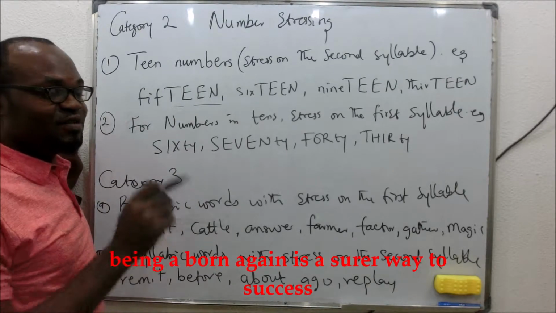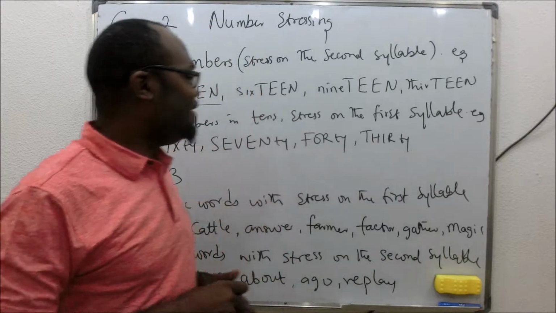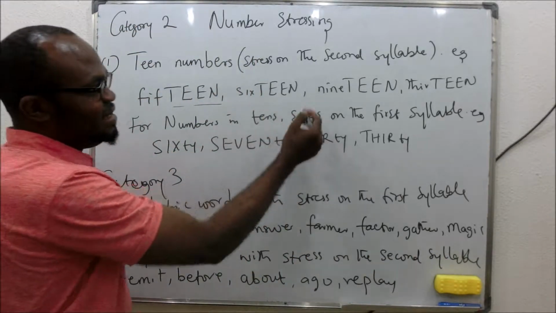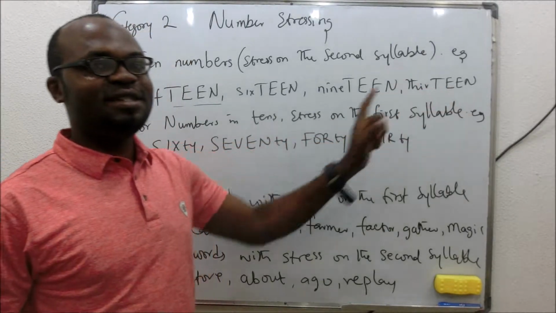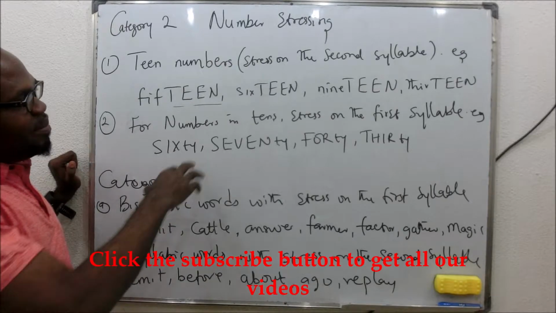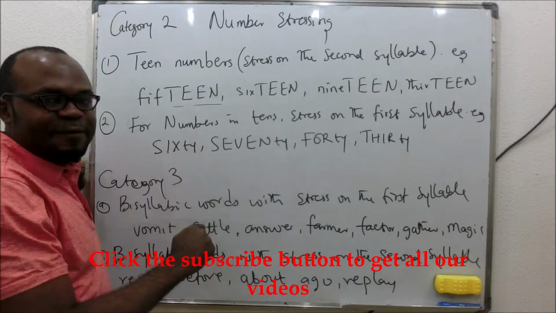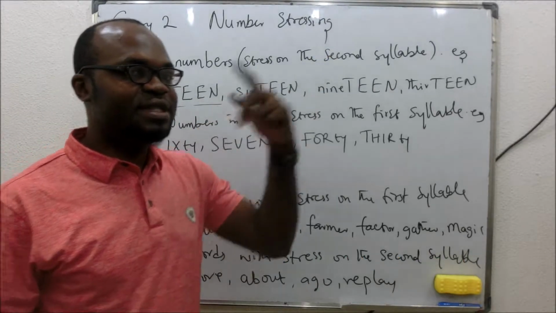With that, any question like this that comes out in JAM or WAEC, you're sure to get them. So we have 16, 19, 13. It has to be on the teen. That is where the stress is. But then, for numbers in tens like 60, 70, here we're talking about teens, 16, 17.